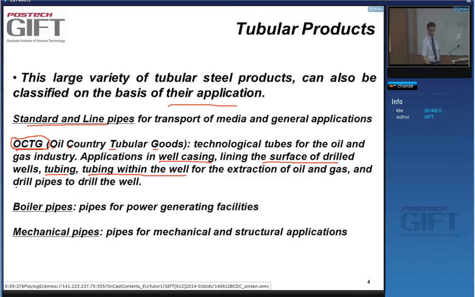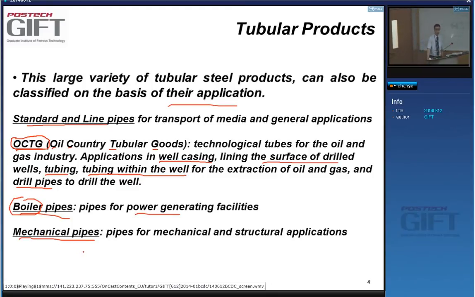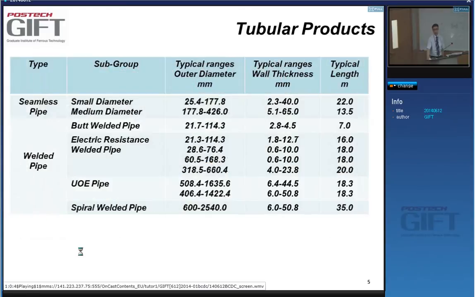Pipes are used in heat exchangers, so we call them boiler pipes, and we find them in power generating facilities. Then we also have mechanical pipes for mechanical applications, structural applications. And nowadays, pipes are used as building materials. I don't know if you've looked at modern buildings. The entry part of GIFT, for instance, is built entirely with tubes. So there is also a trend. If you visit Incheon, you will also see lots of the structural parts are actually tubes, not beams, but tubes.